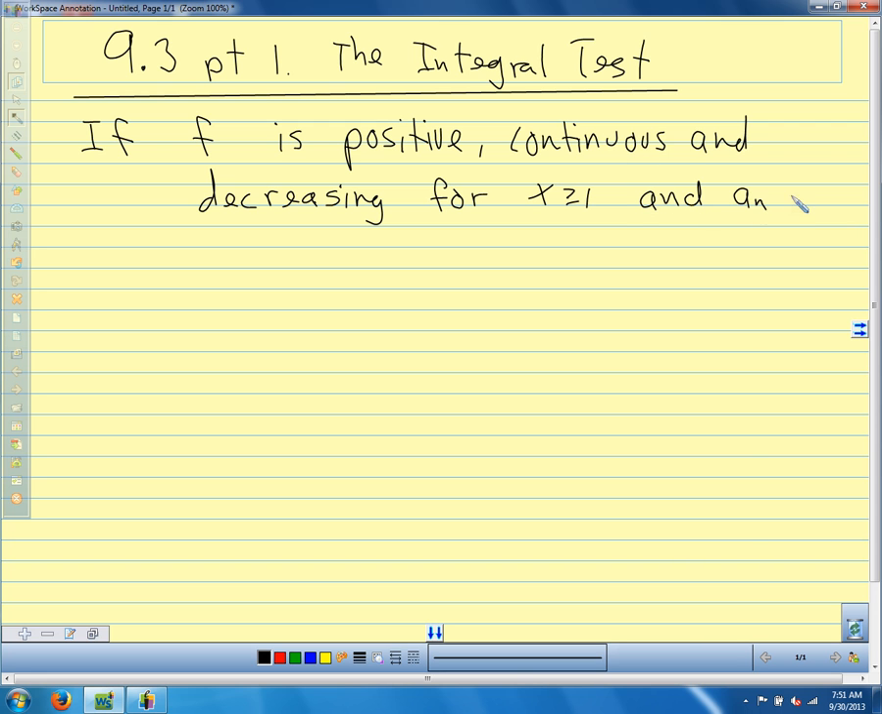And we can relate our terms, and this tells us that if a sub n equals f sub n, or a sub n equals f of n, that tells us that our terms are positive. Then our series for n equals 1 to infinity of a sub n, and the integral from 1 to infinity of f of x dx either both converge or diverge.